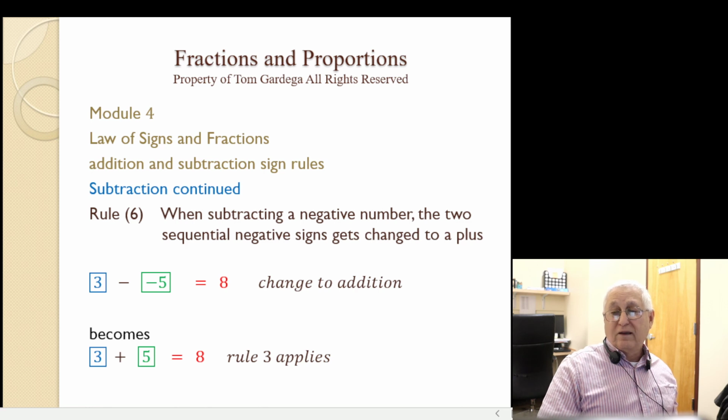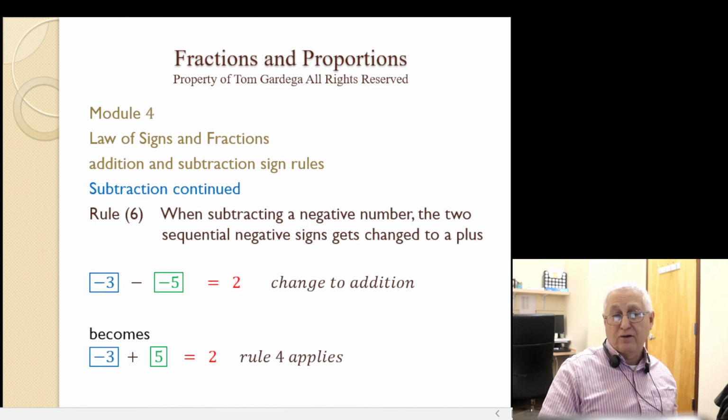When subtracting a negative number, the two sequential negative signs get changed to a plus. For example, here we have 3 minus minus 5. We're going to change this. Two negative signs automatically get changed to a plus. So we have 3 plus 5. They're both positive. The result is positive.